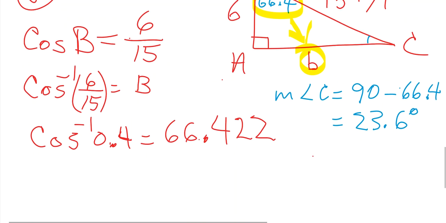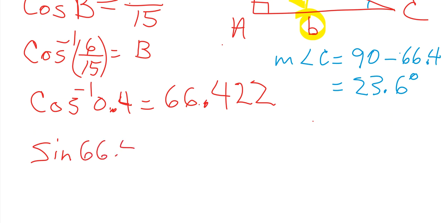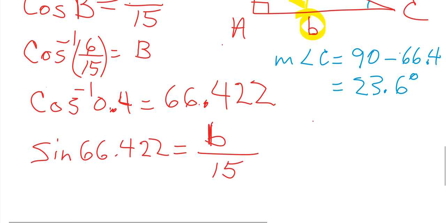So sine of 66.422 is going to be equal to opposite, little b, over hypotenuse, which was 15. How do you solve this one? Well, folks, this is just algebra. If you want to solve for b, this is like a simple little ratio. You multiply both sides by what to get rid of that 15 in the denominator? You multiply both sides by 15.